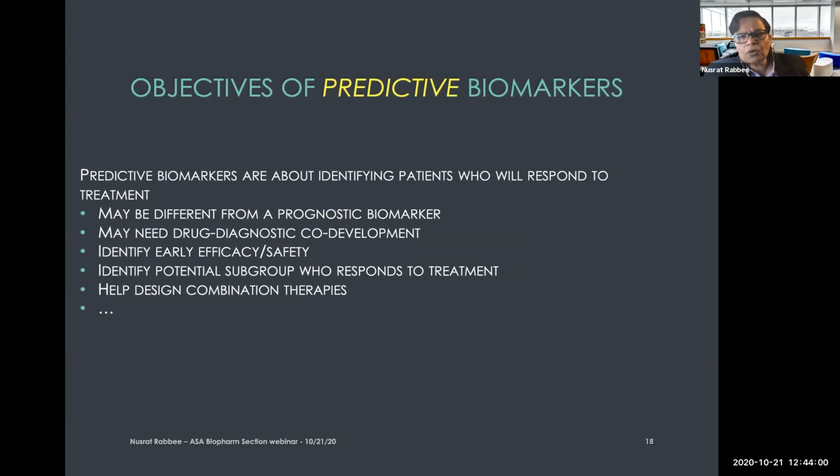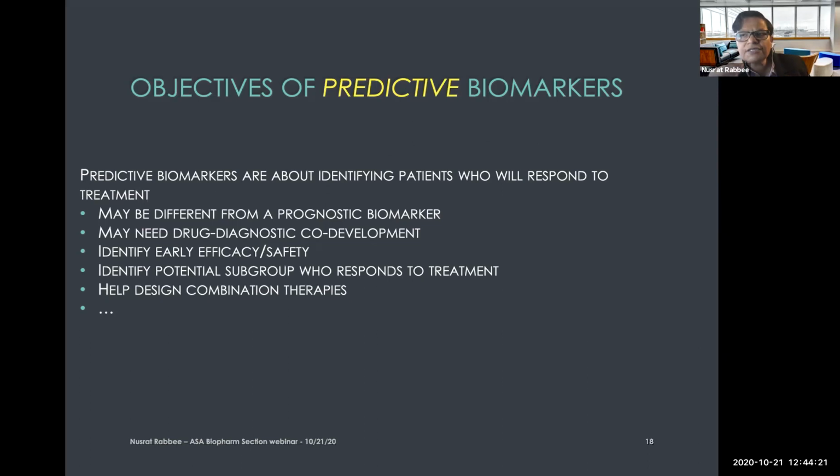And so one question that comes up is how is it different from a prognostic biomarker? Prognostic biomarkers is like, right now I'm building a disease progression model. It's a multivariate model. But at the end of that, I have fast progressors, medium progressors, and slow progressors of disease.